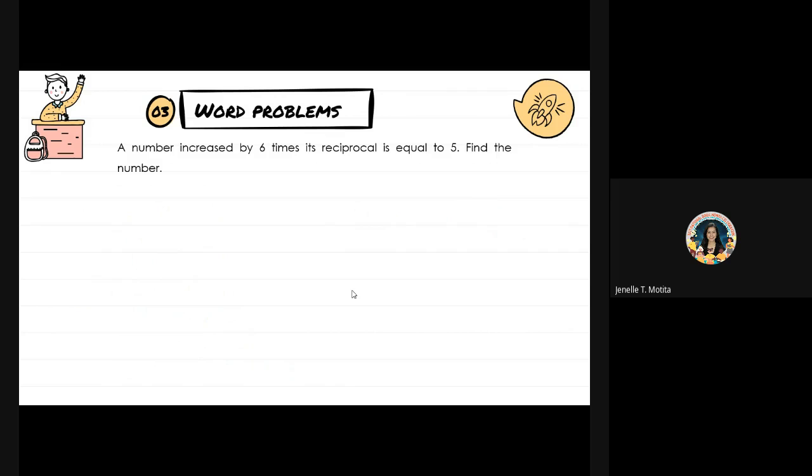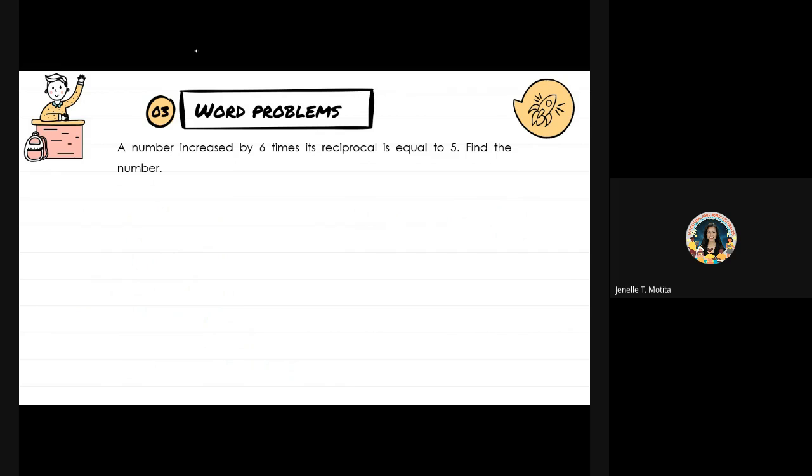Anyway, so let's answer this one. A number increased by 6 times its reciprocal is equal to 5. Find the number. So, comprehension or understand the problem. Second one, equation. Write the equation. So, to write the equation of this one, let us represent this statement using algebra.